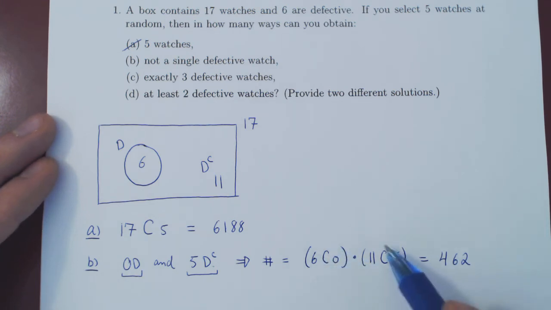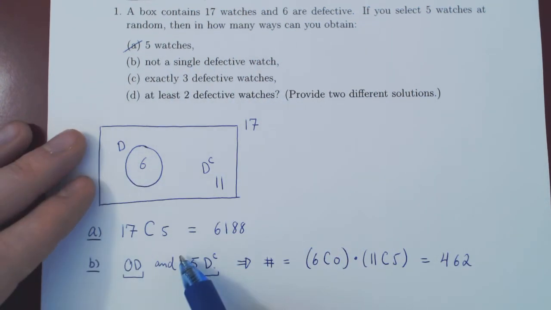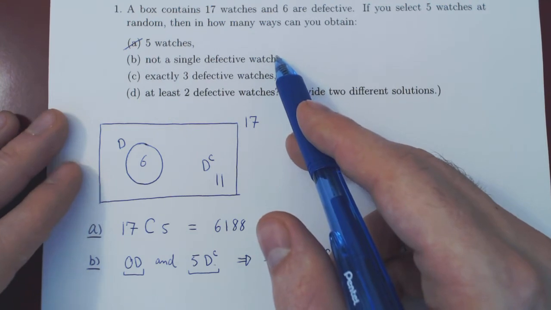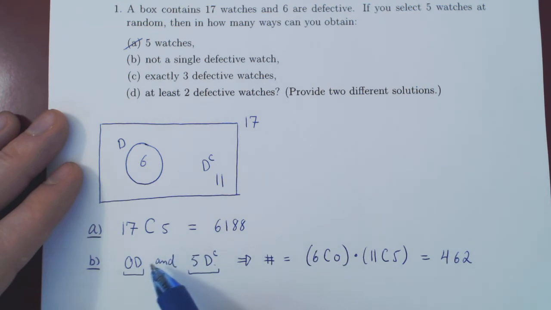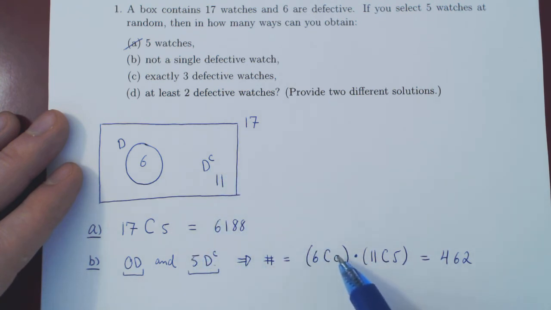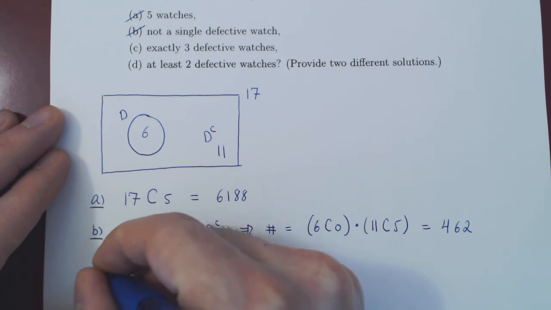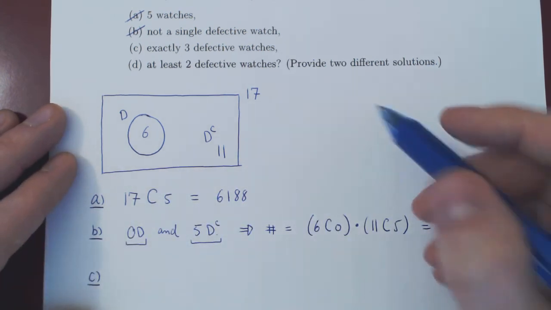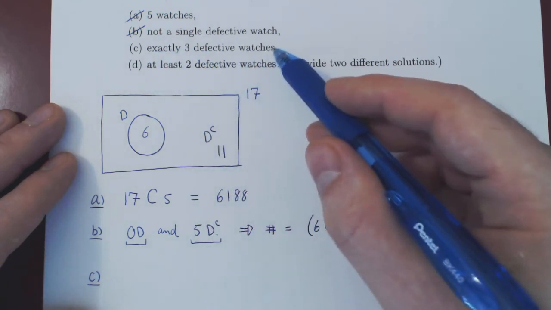So if you're ever unsure about how to count a given selection, always write it down. Not a single defective watch is being selected means that out of the defective ones, we choose 0, and times out of the non-defective watches, we choose 5. So 6 choose 0 times 11 choose 5. Let's look at C now. In how many ways can we choose exactly 3 defective watches?